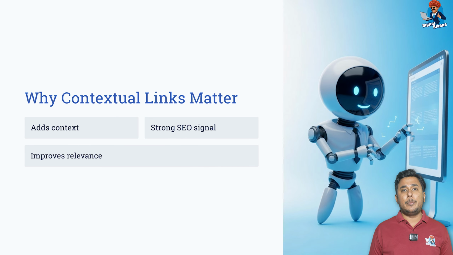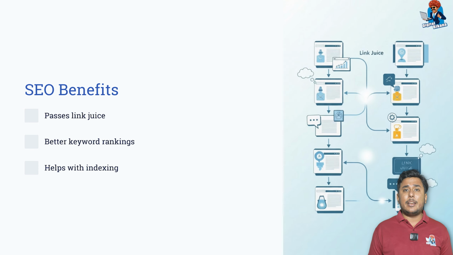Contextual links are valuable because they give context to search engines. Google uses the surrounding content to understand the link's relevance, making them stronger than random links. They pass link equity, improve keyword ranking, and help Google discover new pages. Pages with contextual links rank higher compared to those with sidebars or footer-only links.